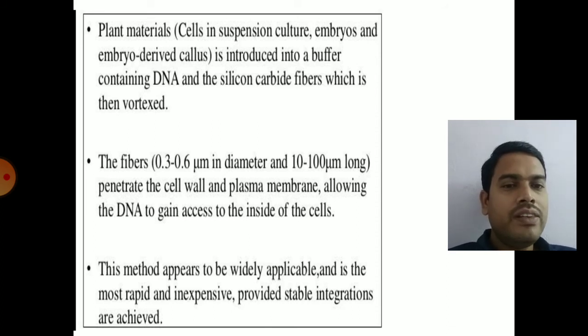So then what will be the whisker size and diameter? The diameter will be around 0.3 to 0.6 micrometer and a length of 10 to 100 micrometer. The principle, as I told, is that they will form punctures or penetrate the plasma membrane, allowing your foreign DNA into the cells. This method appears to be widely applicable and the most rapid and inexpensive method for integration of your foreign DNA into the target cells. So that is silicon carbide mediated gene transfer.